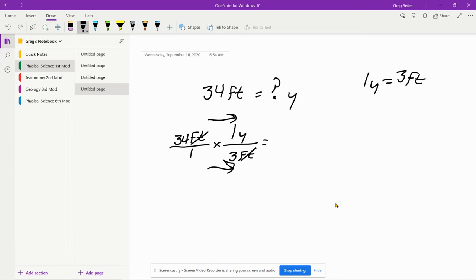It would be 34 times 1 divided by, well, I'll just do this for you. I canceled my feet, and then I wrote it down there anyway. 34, how about 34 yards over 3? Then you divide that out for the next page.